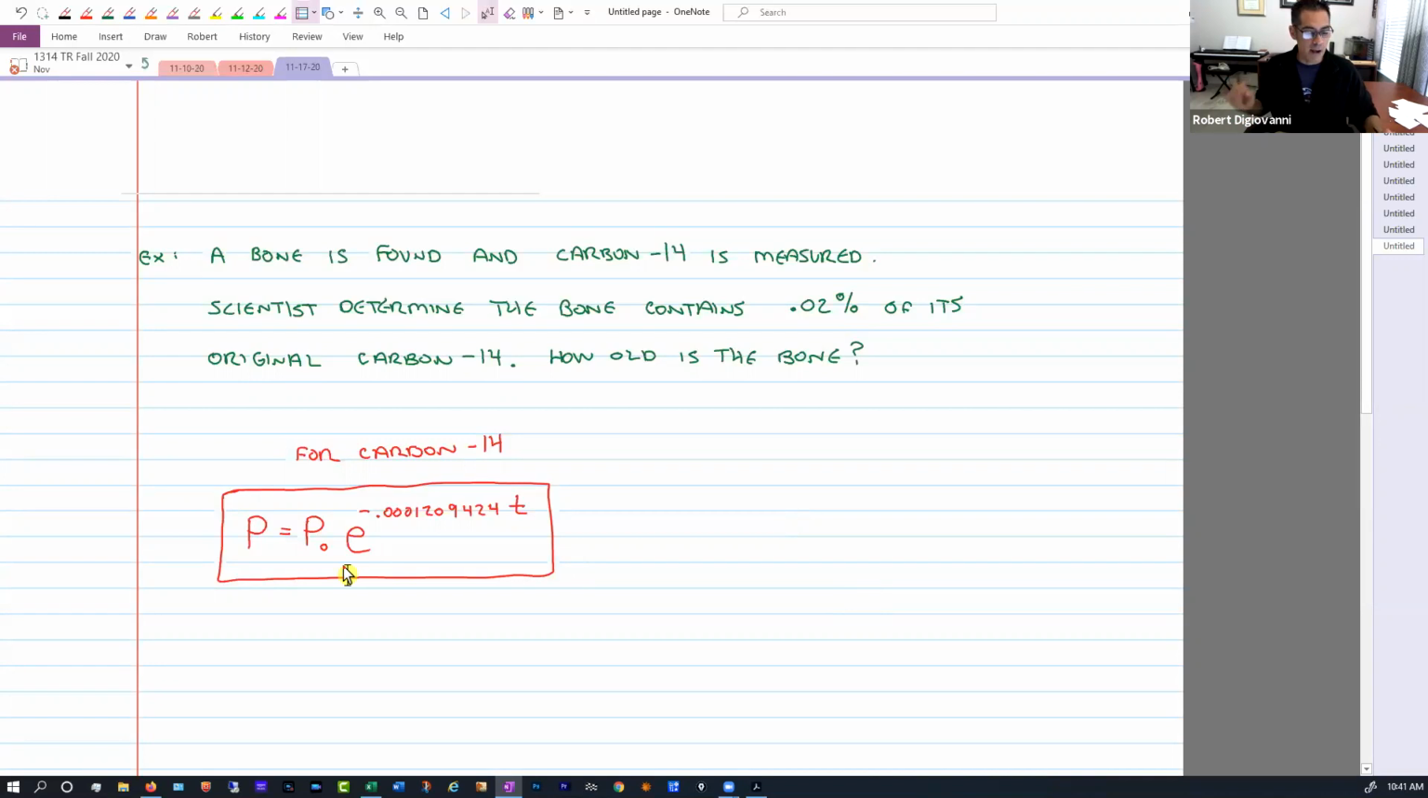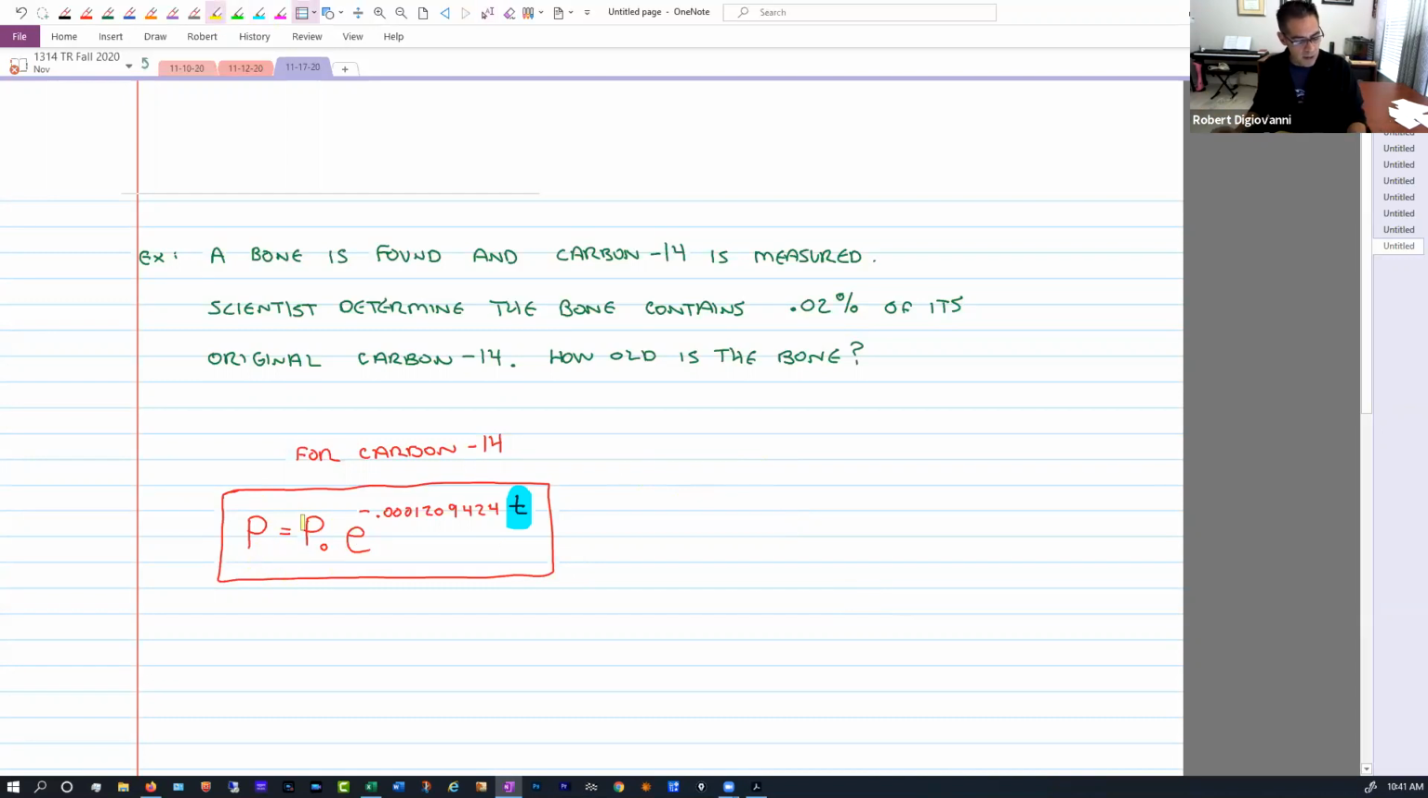And I'm trying to figure out how old the bone is. So I need to solve for t. Hey, guess what? T is up in the exponent. That means this is an exponential equation, right? We can solve for variables up in the exponent because we've learned how to use logs and stuff. But I need to fill out the rest of the formula.